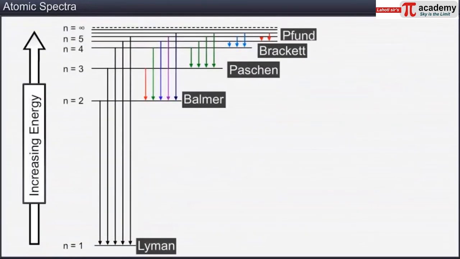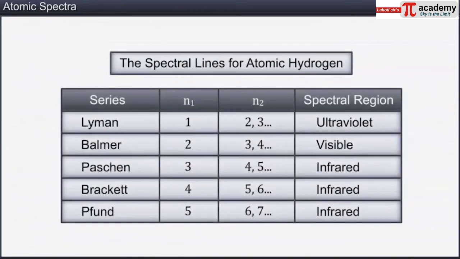The first 5 series of lines that correspond to n1 equal to 1, 2, 3, 4 and 5 are known as Lyman, Balmer, Paschen, Brackett and Pfund series respectively. Each of these series shown in the table represents the line spectrum emitted by the electrons of hydrogen atom when they change state from n2 to n1 principal energy levels. Here, n1 and n2 represent the lower and higher energy levels respectively.